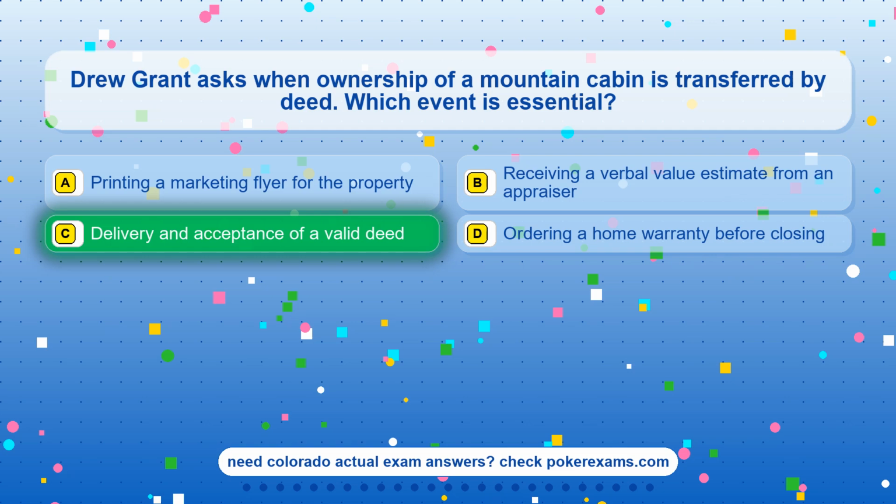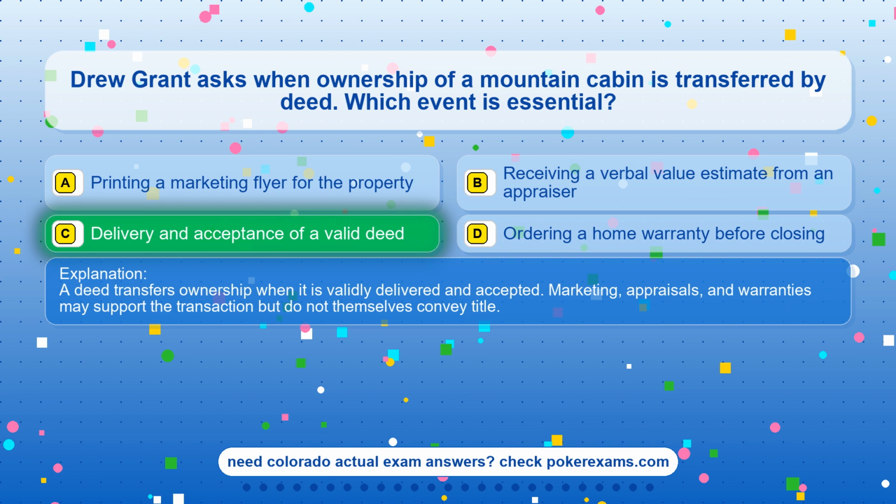The correct answer is option C. Delivery and acceptance of a valid deed. A deed transfers ownership when it is validly delivered and accepted. Marketing, appraisals, and warranties may support the transaction but do not themselves convey title.